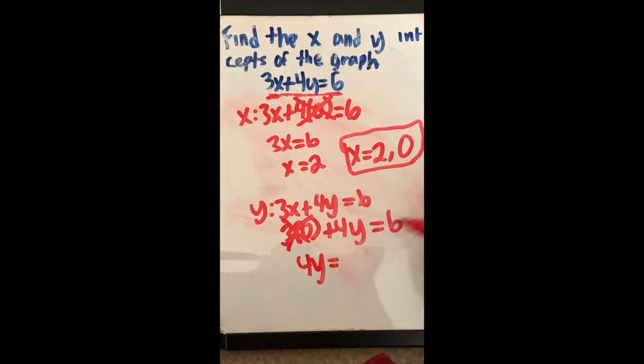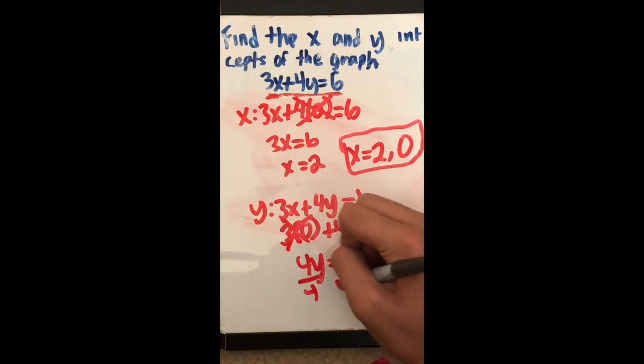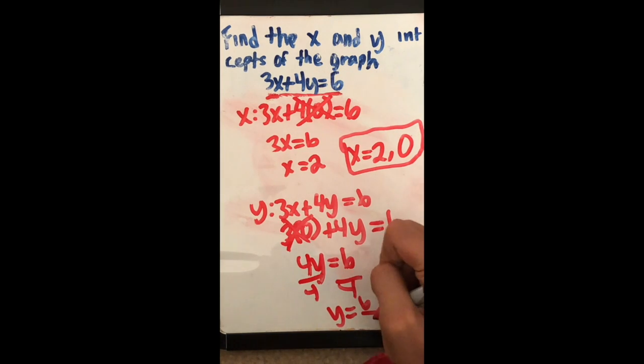4y equals 6. So now what we do is, now we know that 4 is not divisible by 6. So we'll divide by 4. So it would be y equals 6 over 4. But we can simplify this more.